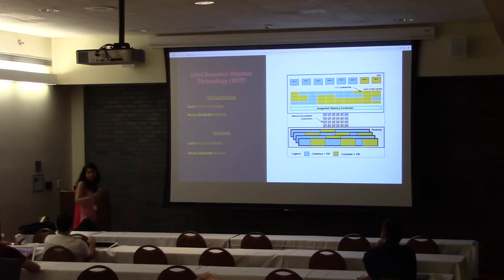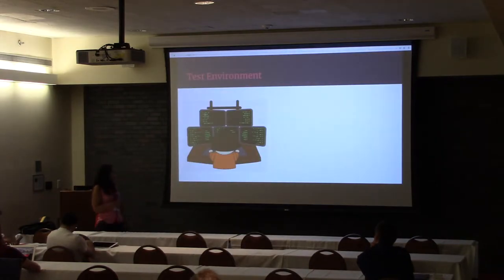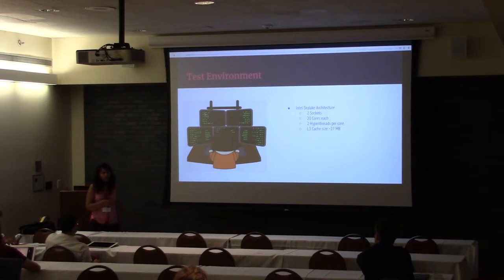And then we ran experiments to see if we were going in the right direction or not. So before I get into the experiments, I want to just briefly explain the architecture and the test setup. Even with the previous experiment where I showed contention is a problem, we were using this machine and this setup. We're using the Intel Skylake architecture, and it has two sockets. On each socket, we have 20 cores. And each core has two hyper threads. And the last level cache size is around 27 megabytes.